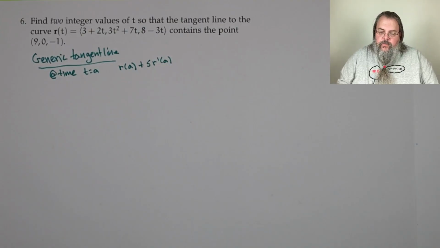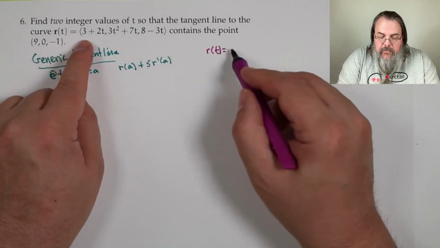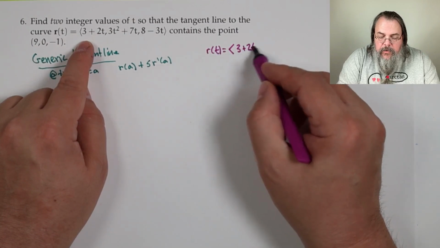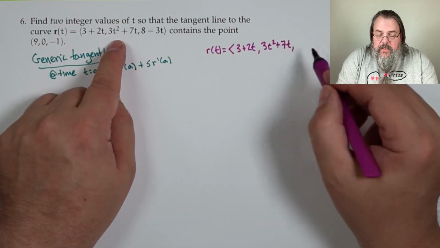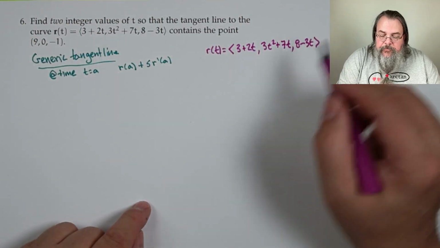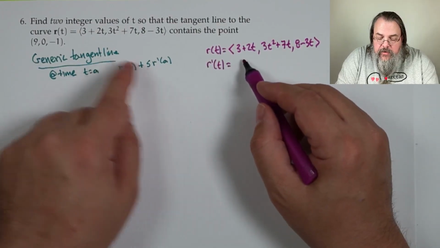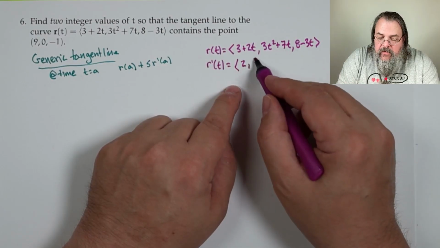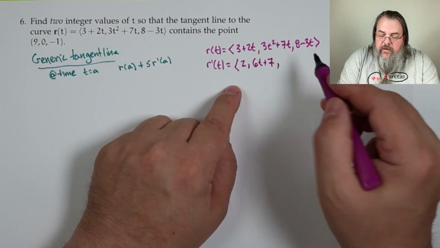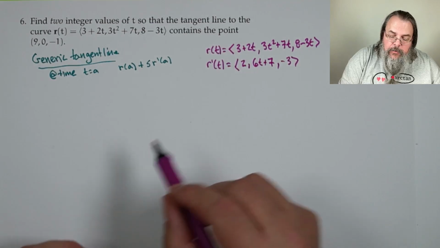So for us, we can even go a step further and say, well, we know what r of t is. It's right there. If they didn't give us this parametric curve, we couldn't do anything. 3 plus 2t, comma, 3t squared plus 7t, comma, 8 minus 3t. And r prime of t is the derivative. Derivative of 3 plus 2t, 2. Derivative of 3t squared plus 7t, 6t plus 7. Derivative of 8 minus 3t, minus 3. Okay, so plug that in.